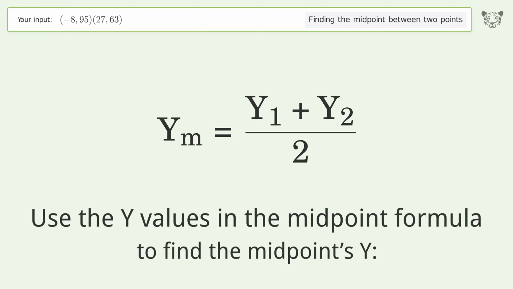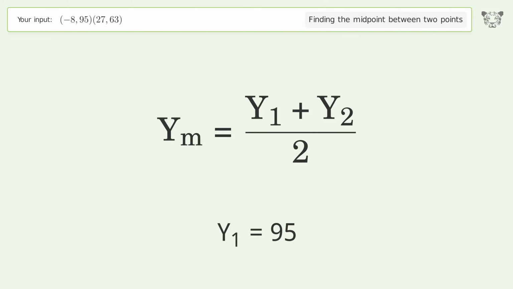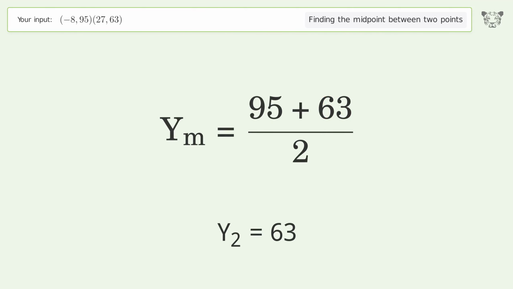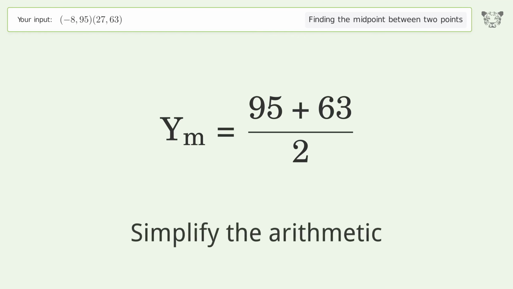Use the y values in the midpoint formula to find the midpoint's y. y1 equals 95. y2 equals 63. Simplify the arithmetic.